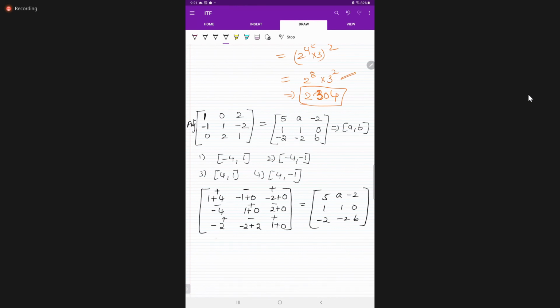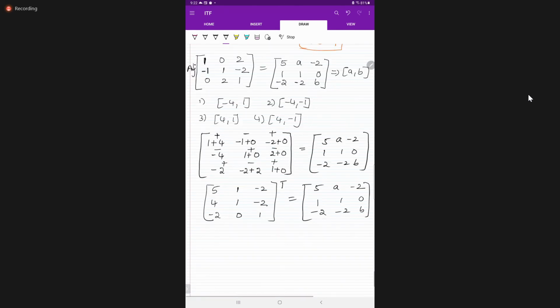Now multiply with the signs, then tell me the values. 5, 1, minus 2, plus 4, 1, minus 2, minus 2, 0, 1. Transpose this matrix, then you can get the adjoint. This is 5a, minus 2, 1, 1, 0, minus 2, minus 2b. Now transpose this matrix, then you can write 5, 1, minus 2, 4, 1, minus 2, minus 2, 0, 1. Now it is equal to 5a, 1, 1, 0, minus 2, minus 2.